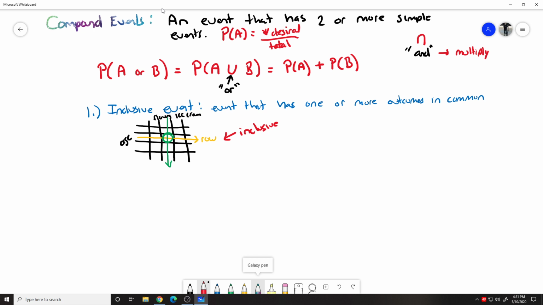And you have to be careful when you do your odds on an inclusive event, because if you don't take away one of the groups, then you're going to count the same thing twice and it'll throw your odds off. So you have to use a special formula when you do this. Okay, so when you're dealing with inclusive events, this is the formula that you're going to need.